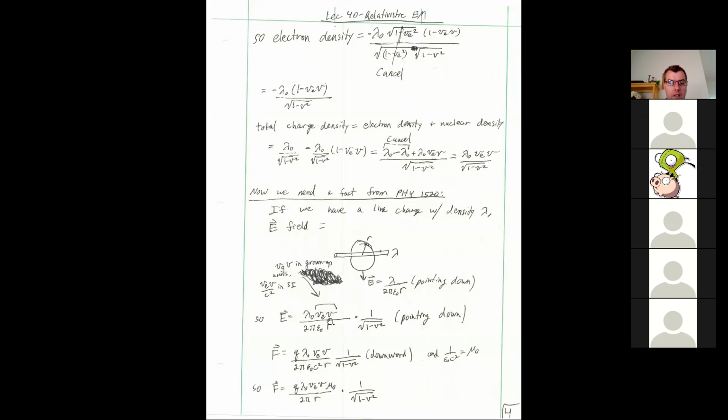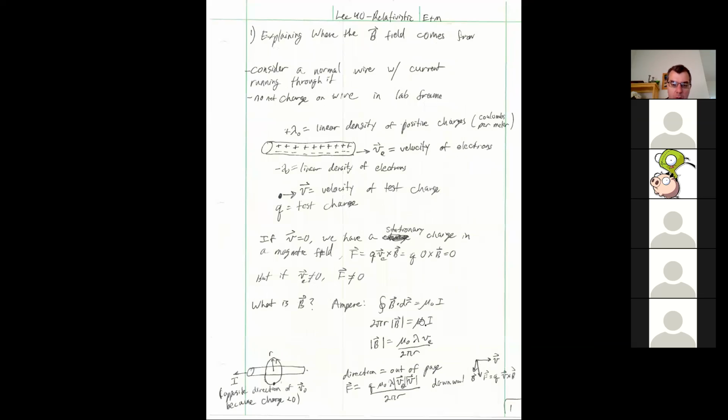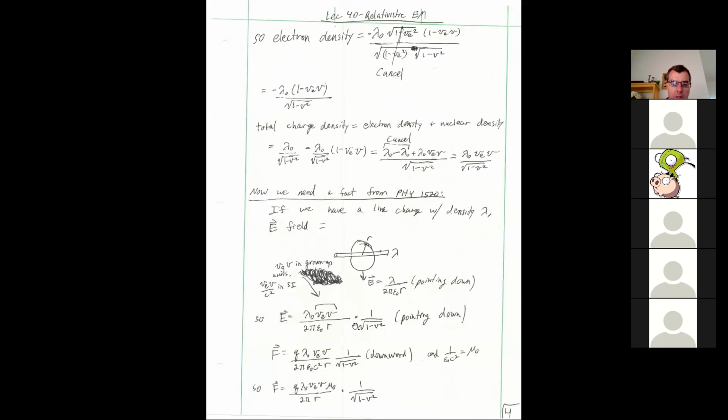So we get this for the electric field, because the electric field is linear charge density over 2 pi epsilon naught r. And of course, that density has a v. Now, here's the thing. If we look at this formula, we've got v over square root of 1 minus v squared. Some of this looks familiar, like the lambda naught v over 2 pi r. If we go back a few pages and look at the force we had before, lambda naught v over 2 pi r. There's also some differences.